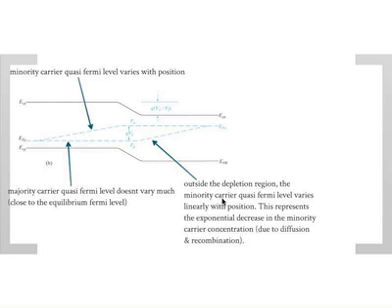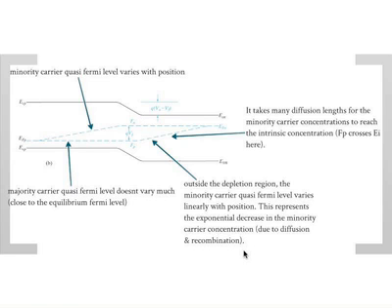Outside the depletion region, the minority carrier quasi-Fermi level varies linearly with position because of this, which we talked about. This represents the exponential decrease in the minority carrier concentration due to diffusion and recombination. So it comes from the solution of the diffusion equation. Everything should kind of fit together. The other picture is that it takes several diffusion lengths for those excess carriers to essentially diffuse and recombine. So one would expect that after a few diffusion lengths, these two Fermi levels basically meet up, because the excess carriers disappear, right? They recombine.